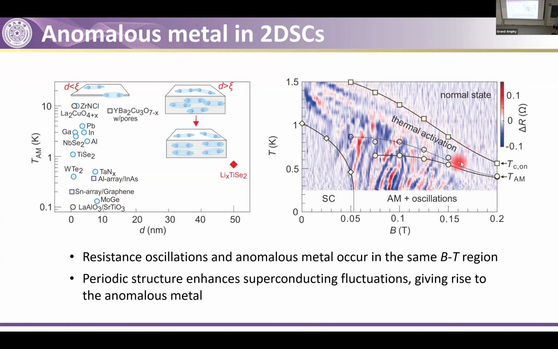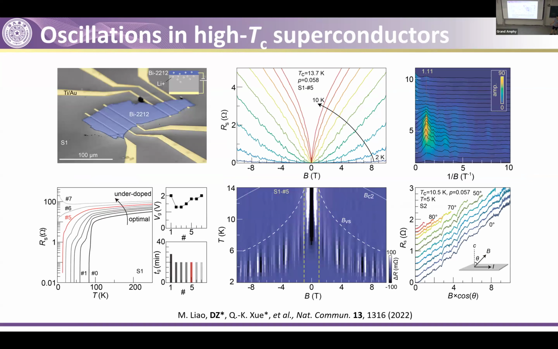Because we do see that the oscillations appear right in the regime where we see the saturated resistance. So they are coexisting in the same temperature and magnetic field phase diagram. So this is our interpretation.